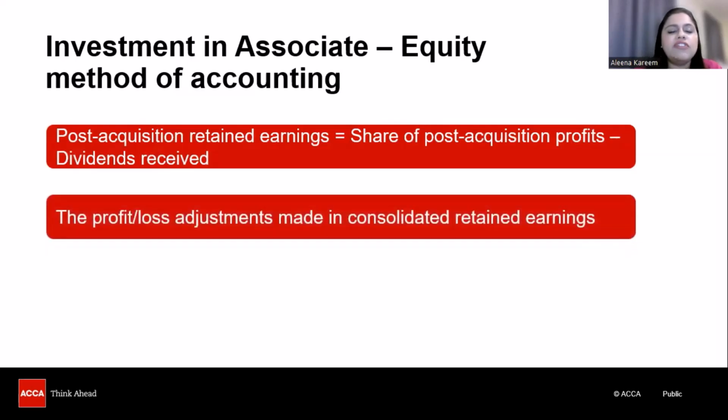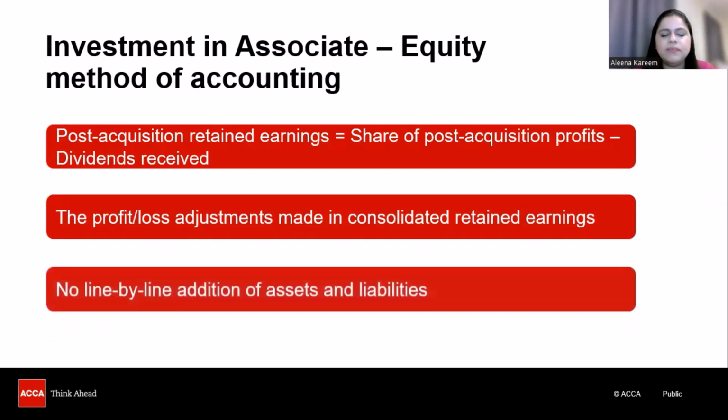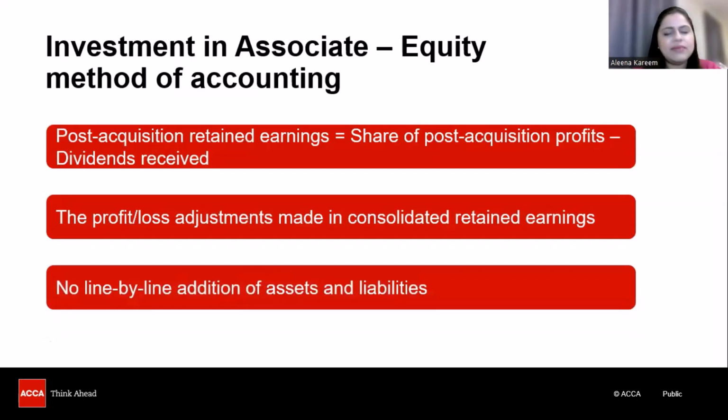Then, the profit or loss adjustments need to be made in consolidated retained earnings also. Anything which on the asset side is impacting investment in associate, be it an increase or a decrease, on the other hand would be impacting the consolidated retained earnings, because we have to follow the double entry rule. So any income which is increasing the value of investment in associate is going to be an income in the consolidated retained earnings. And anything which is being subtracted is going to be subtracted from the consolidated retained earnings as well.